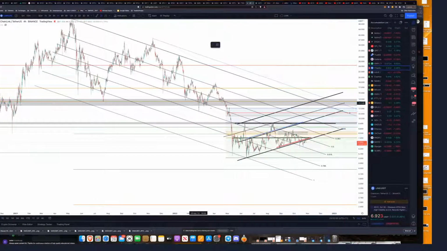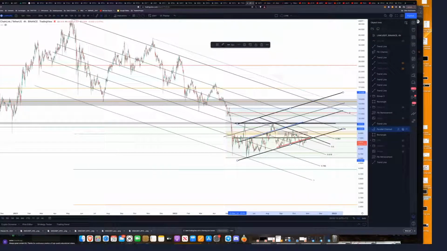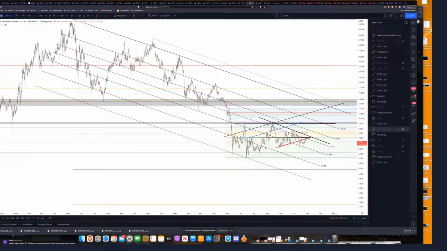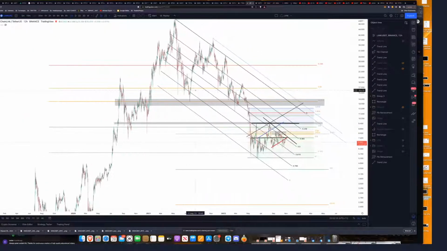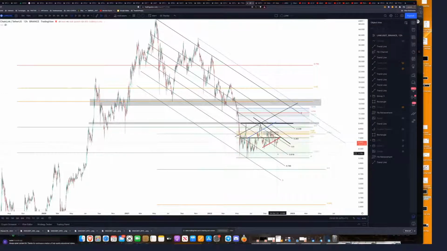So this formation, I want to see it break this. Like this is a triangle, but it's dropped below it. Where's that one there? Might just come back down here for a second touch.